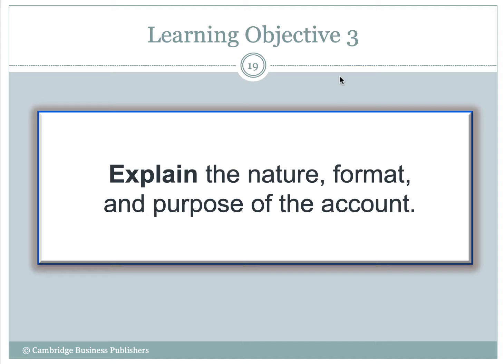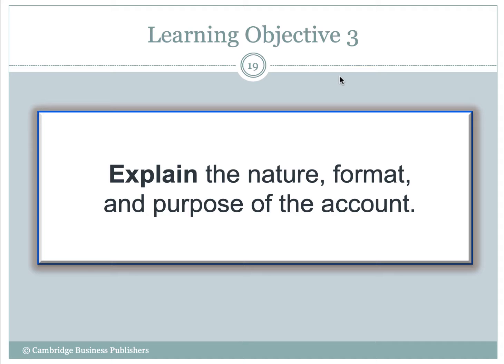First, we're going to look at the purpose of the account. What is an account? What's the nature of the account? What's the format of the account? And then we're going to get into the debits and the credits, or a system of debits and credits.